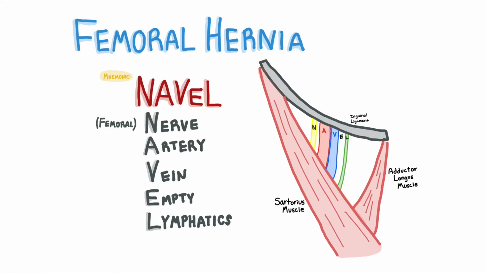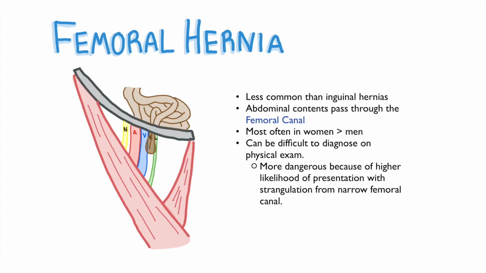Here we have another mnemonic that helps me remember the contents of the femoral triangle, which is bordered by the sartorius muscle, the adductor longus muscle, and the inguinal ligament. The mnemonic I like to use is called NAVEL, and NAVEL stands for the femoral nerve, artery, vein, empty space, and the lymphatics. These structures go from lateral to medial because when you point to your navel, you're pointing from laterally to medially. Just a clinical pearl, the mid-inguinal point can be used as a surface marking for the femoral artery.